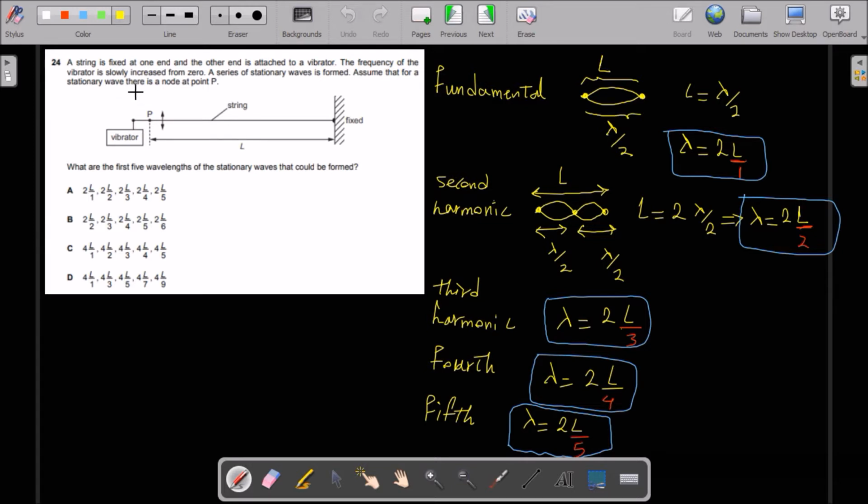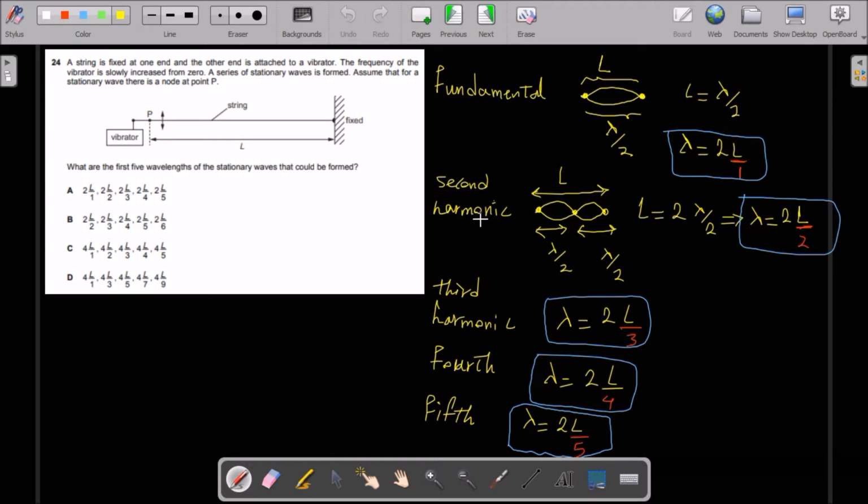Okay. As you know, the first harmonic, which is called fundamental, will create 2 nodes and 1 antinode. Distance between 2 nodes is half a wavelength, and from P to the fixed point the length will be L, the length of the string. So L will be equal to lambda over 2. If you do cross multiplication, you can find lambda. Lambda becomes 2L.